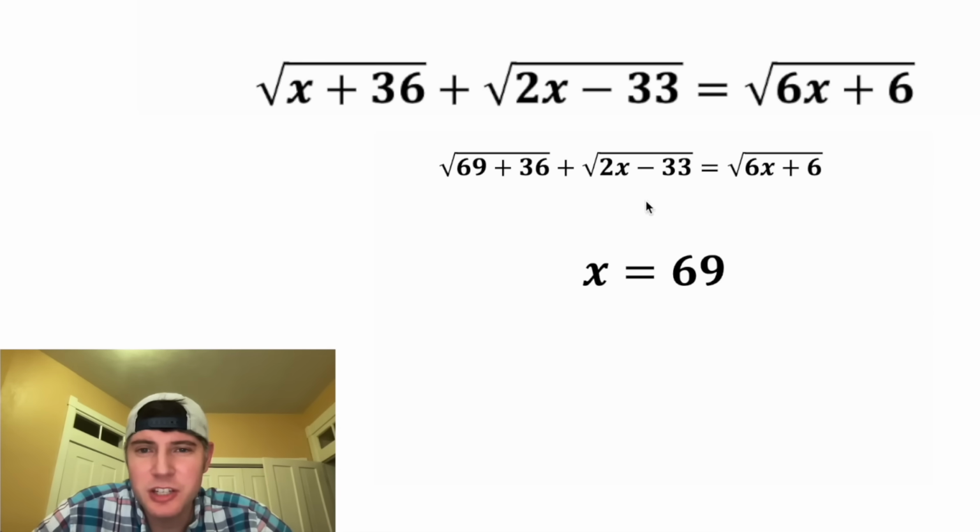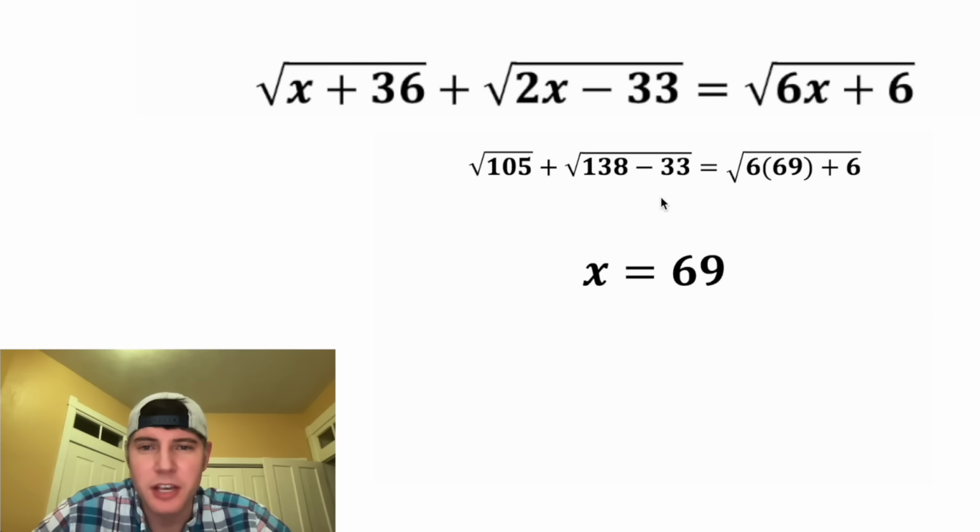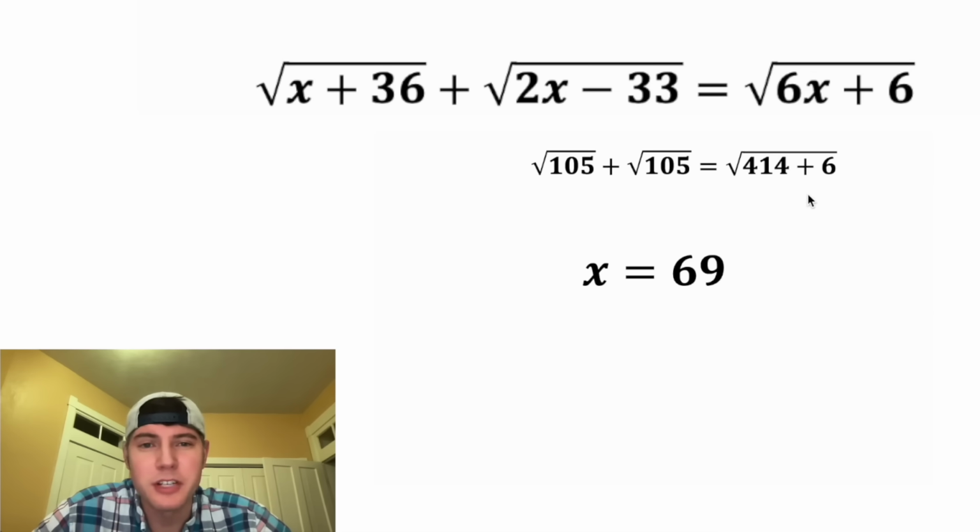In the place of each of these x's, we're going to plug in 69. 69 plus 36 is 105. 2 times 69 is 138, and 138 minus 33 is 105. And then 6 times 69 is 414, and 414 plus 6 is 420. Nice. So is this true?